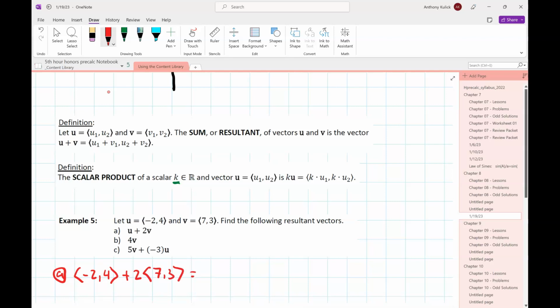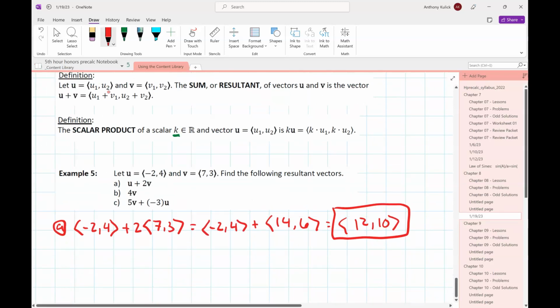Now, which operation should come first? The scalar multiplication or the vector addition? Same order of operations as for real numbers, so we'll do the scalar multiplication first. Absolutely. And then we'll add the vectors. No big deal, right? So this is our answer. Everybody happy there?